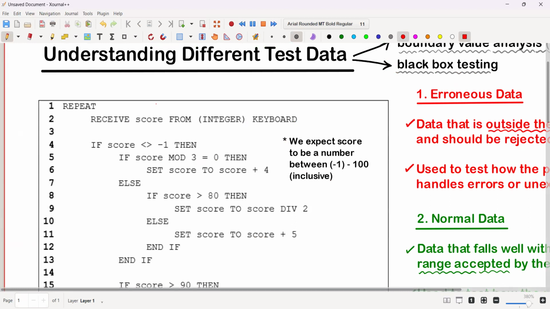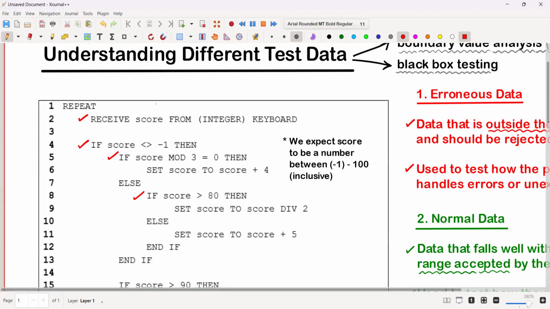The program starts by receiving some input from the user as an integer. As we can see, the program is supposed to ask the user to enter their score. Maybe it's the English score, maybe it's their math score, but it's some kind of score for whatever exam they might have sat for. If the score is not equal to -1, then we proceed to check if the score is divisible by 3, by checking if the modulus of it divided by 3 is 0. If so, we set the score to score plus 4.